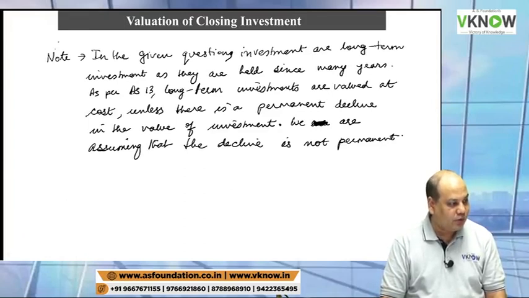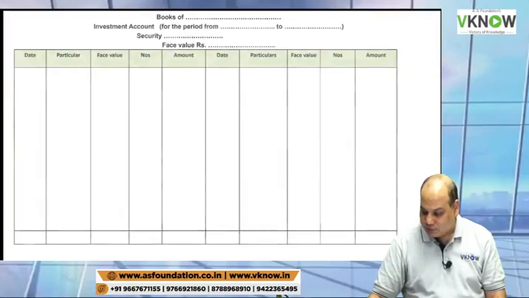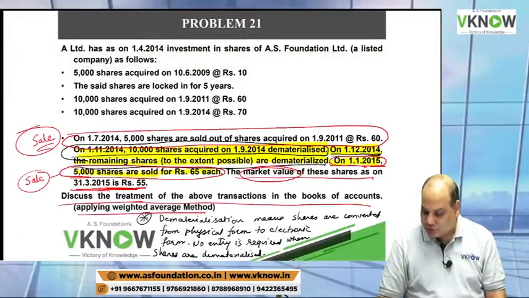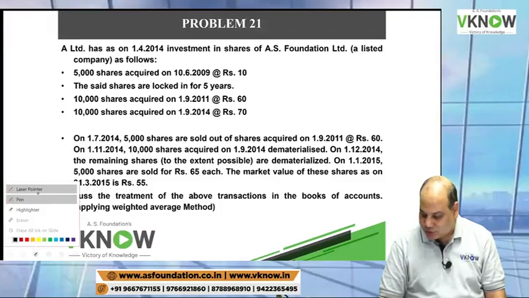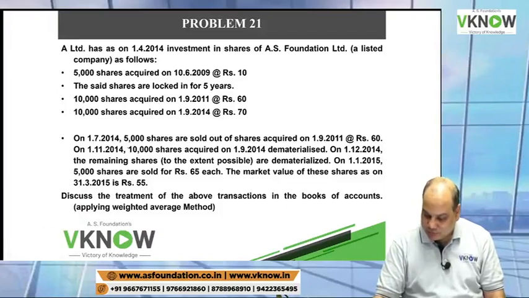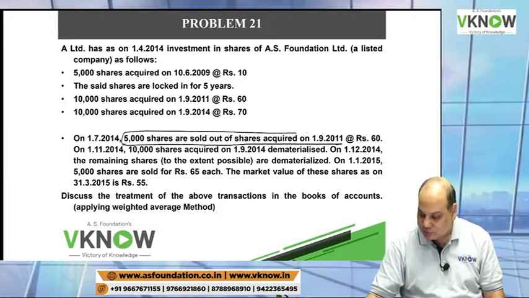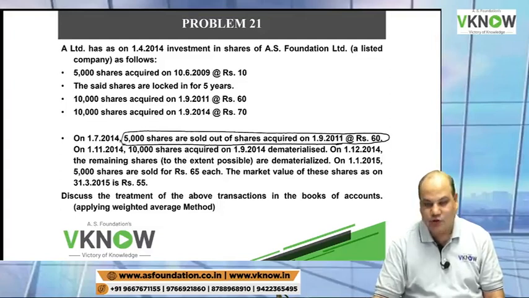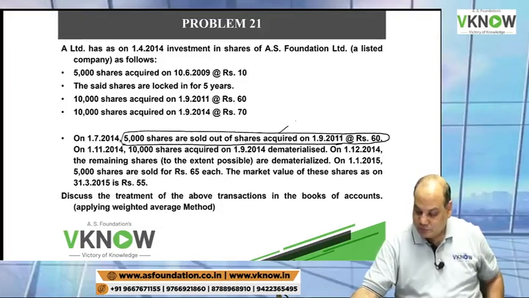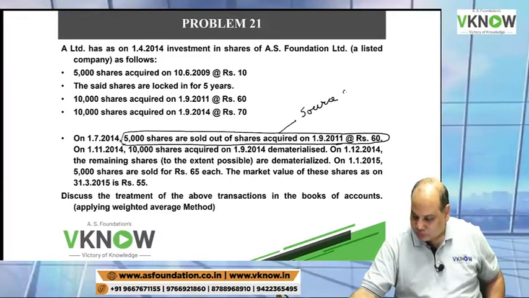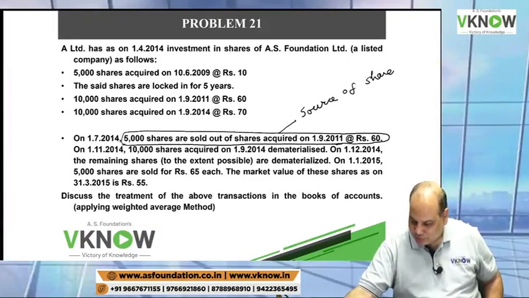Now coming to the question of Falak Mehta, as I said, the question is not very serious. The student is asking that it is written 5,000 shares are sold out of the shares acquired on 1911 at 60 rupees. It doesn't matter what is the source of the share. Source of share does not matter.